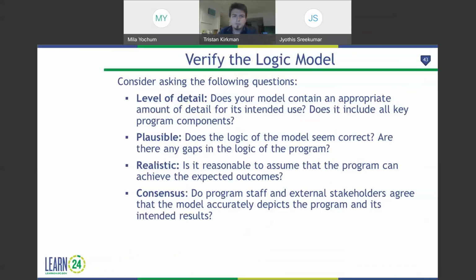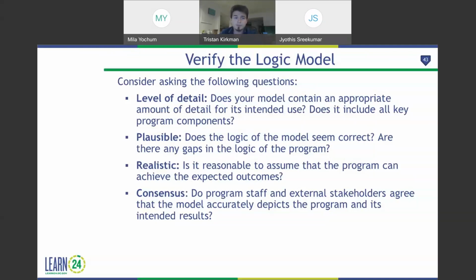So at this point, you should hopefully have a reasonable understanding of how logic models work and how you might be able to develop one for your own program. An important step in finalizing your logic model is to verify or assess whether the model that you've created reflects an appropriate level of detail, is plausible, is realistic, and that there is consensus among key stakeholders that the model accurately reflects your program. One way to verify your model meets these criteria is to run through a series of questions, such as the ones on this slide. Does your logic model include all the key program components? Do those components logically flow?